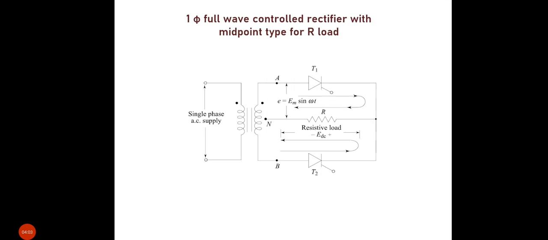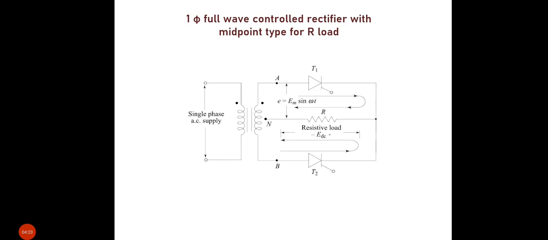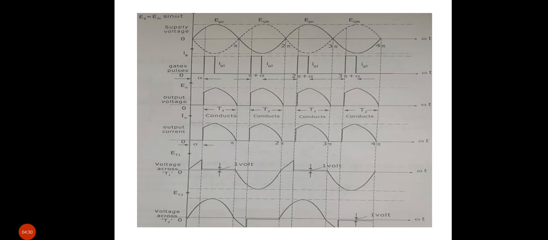So in this way, the single phase full wave controlled rectifier with midpoint configuration operates and its associated waveforms are like this. This is the circuit description and waveform of the single phase full wave controlled rectifier with midpoint type for R load.